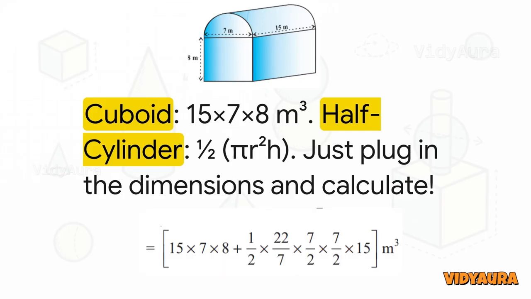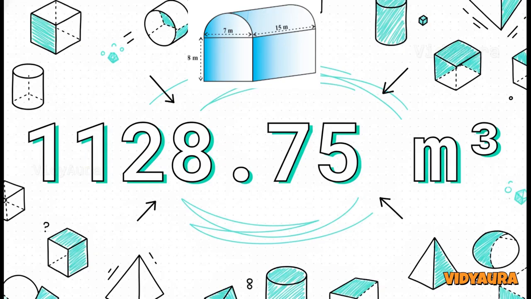So let's crunch the numbers. First up, the cuboid. That's just length times breadth times height. We plug in the numbers and get our first value. Easy. Next, the half-cylinder on top. The formula for a full cylinder is pi r squared h, so for a half-cylinder, it's just half of that. We pop in the values for the radius and the length and calculate the second part. Now we just add those two results together and that's our answer. The total volume of air inside is 1128.75 cubic meters. See what I mean? So much simpler.